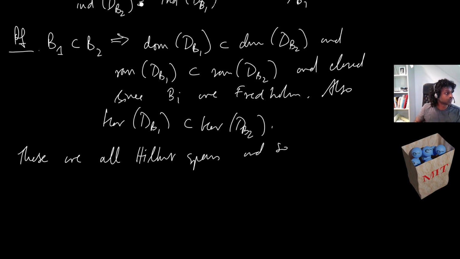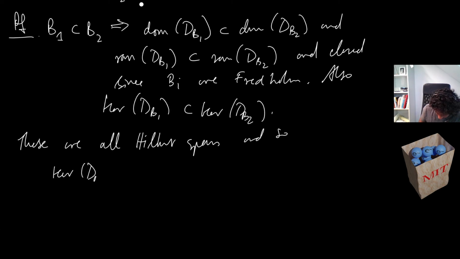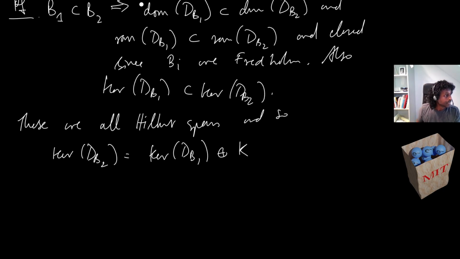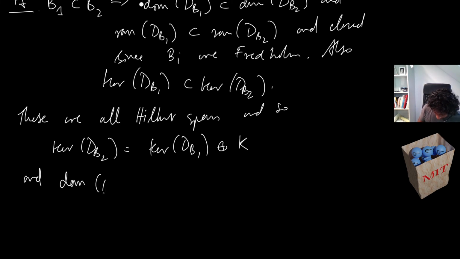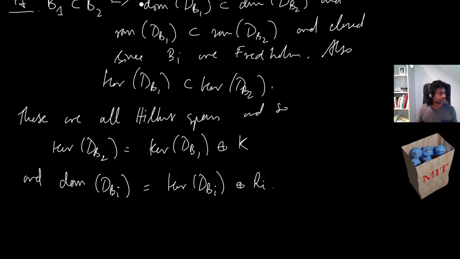And so, what can we do? We can write the kernel of dB2 as equal to the kernel of dB1 plus, say, a complement, the orthogonal complement. Now, of course, the kernel is a closed subspace both in L2 and in the graph norm of the domains. So I'm going to split the domains also in this way. I'm going to write the domain of dBi as equal to the kernel of dBi plus some remainder terms Ri.